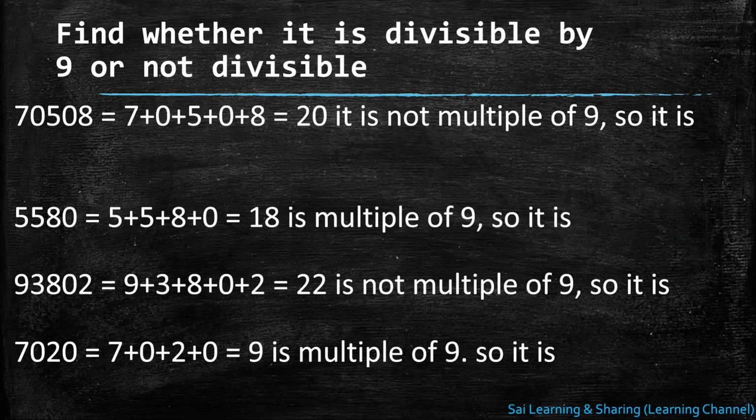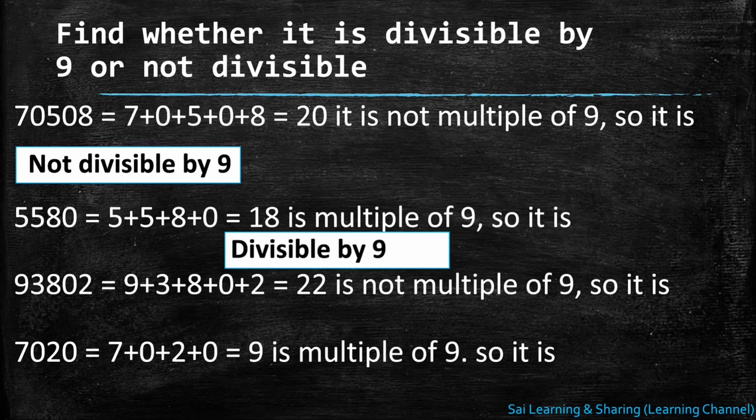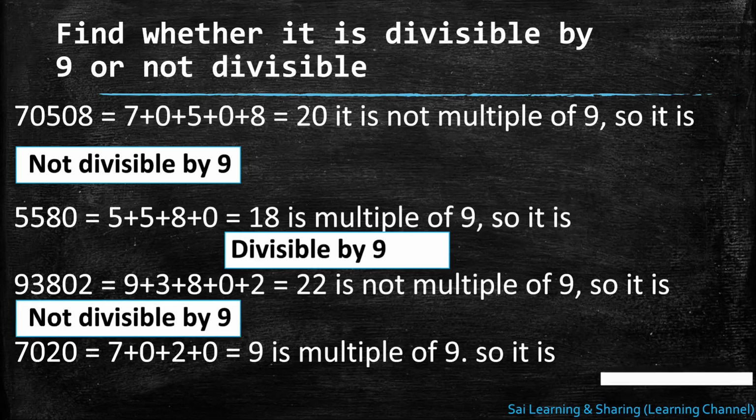The first one, 70,508. When we add the digits, we get 20. And hence 20 is not a multiple of 9, so it is not divisible by 9. The next one, 5,580. When we add the digits, we get 18, and hence 18 is a multiple of 9. So it is divisible by 9. The third one, 93,802. When we add the digits, we get 22. 22 is not a multiple of 9, so it is not divisible by 9.